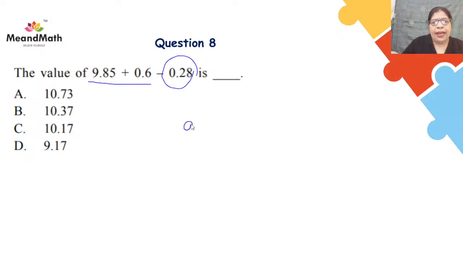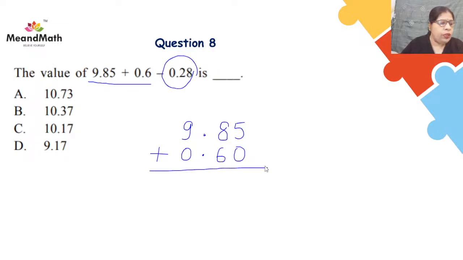Okay, so I'll be writing the figures over here. 9.85 plus 0.6. You must note down that placing of decimal is very, very important. So we are going to add them both. 5 plus 0 is 5, 8 plus 6 is 14, 4 carry 1, 9 plus 1 is 10. So this is 10.45. Is this the final answer?